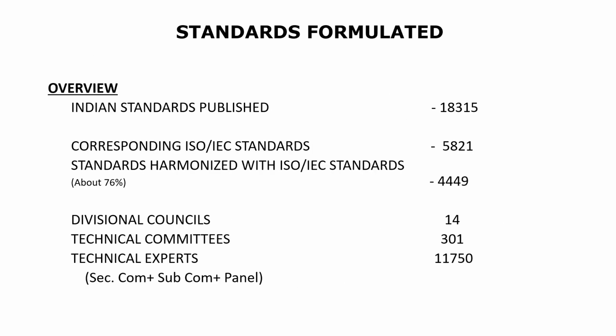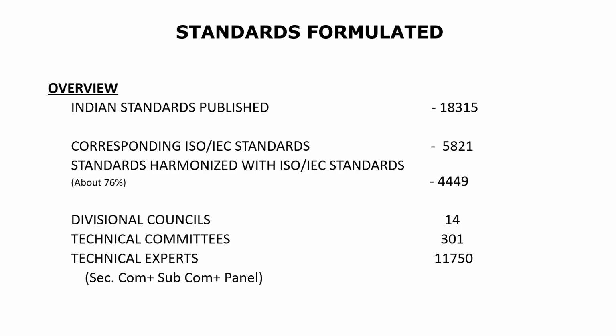This is again some data from almost a year and a half back, and this may have changed. This is based on some public information again. The number of Indian standards published so far exceeds 18 or 19,000. Corresponding ISO or IEC standards are about 5,800, which may be a little higher now. Standards harmonized with ISO IEC standards are 4,449. This is a little bit older data. Almost 76%, or more than 75%, of standards are harmonized with ISO.